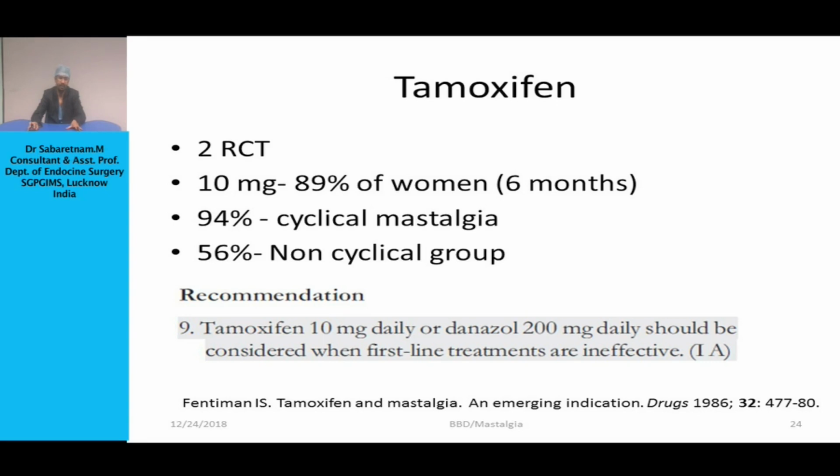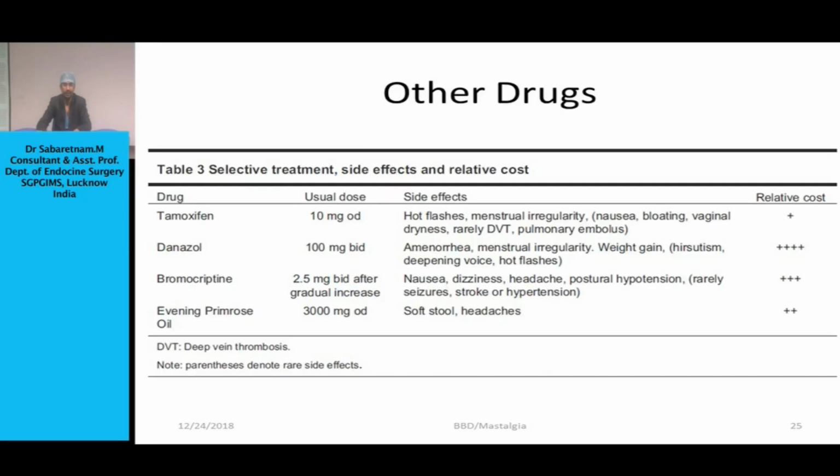So many of the guidelines say if your first line group fails, then you can start tamoxifen as second line, but some guidelines also recommend tamoxifen as a first line. The drugs and side effects are given. Tamoxifen 10 mg OD is the usual dose given. Hot flashes, menstrual irregularity. And evening primrose oil 3 grams is the recommended dose.